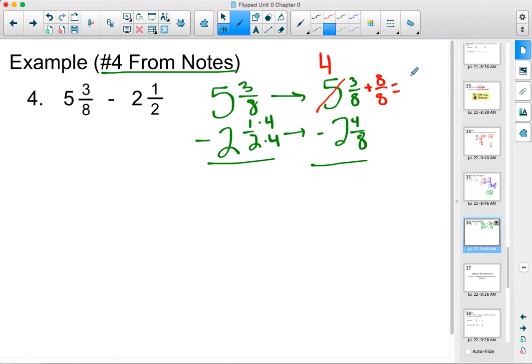3/8 plus 8/8 is 11/8. And now we are ready to subtract, okay? 11/8 minus 4/8 is 7/8. 4 minus 2 is 2, and we are already in simplest form. Make sure you review that. Watch this video a couple times if you have to, because this is very, very important.